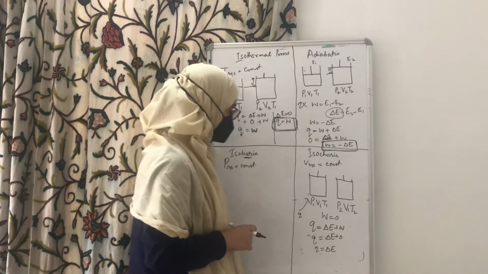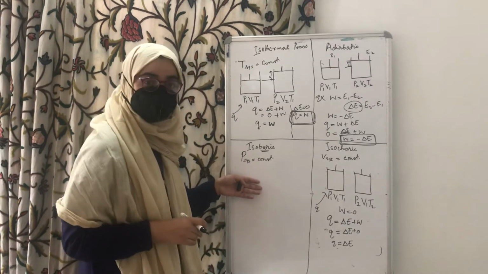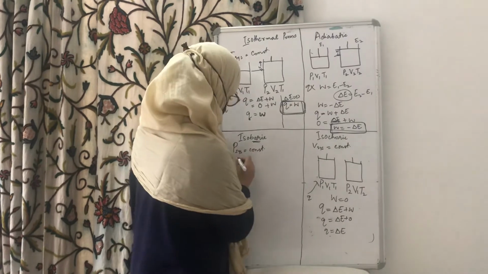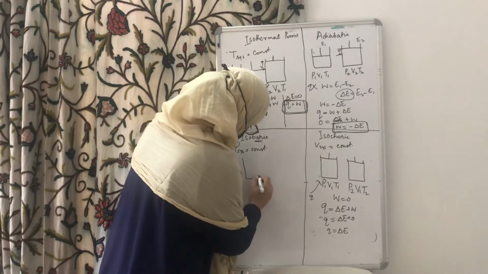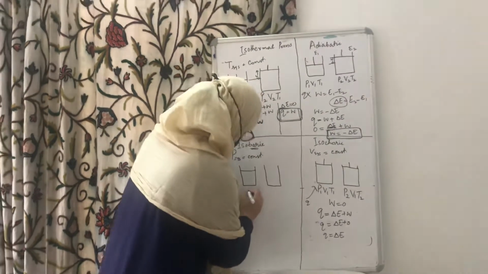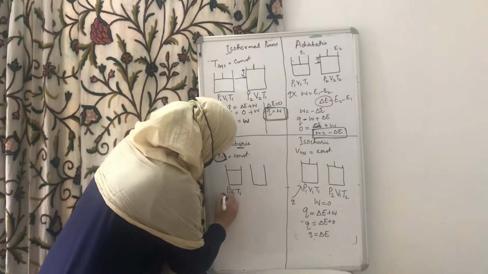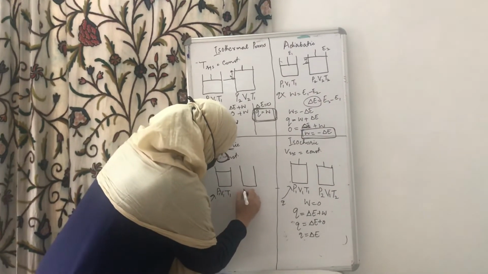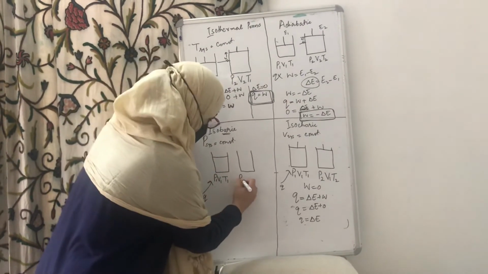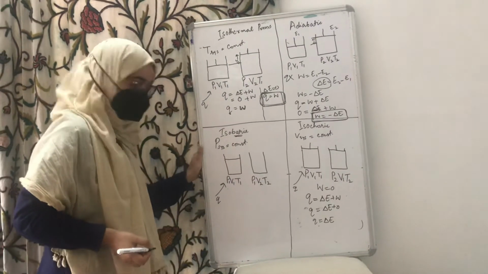Okay? Now coming to the isobaric process. What remains constant? Pressure remains constant, right? We'll again take a thermodynamic system. Pressure is P1, volume V1, temperature T1. You give an external source of energy. Pressure remains P1, constant, volume becomes V2 and temperature becomes T2, right?